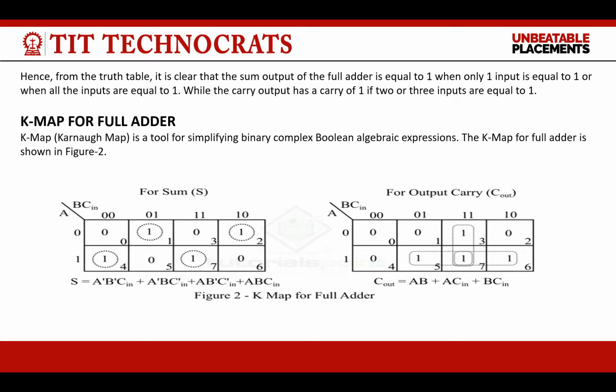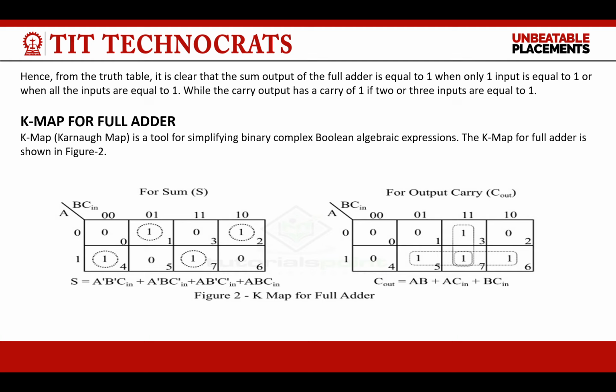But in the above K-map, it is not possible to group ones in the sum column, so we are taking the 4 ones individually. Likewise, we have to group the ones in the carry K-map also. So here there is the possibility of grouping 3 pairs of ones.